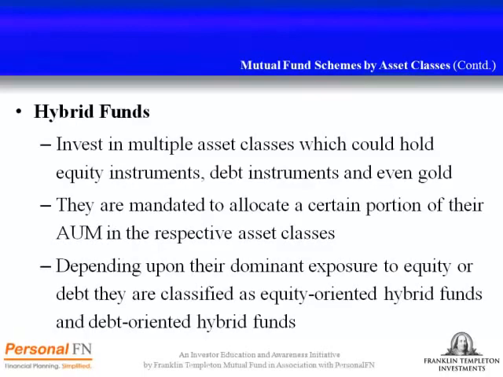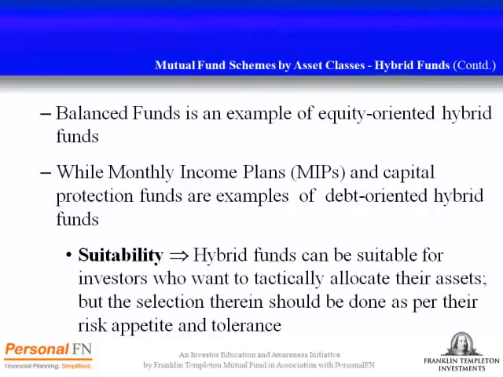Then the next is hybrid funds. As the name suggests, these funds invest in multiple asset classes which would hold equity instruments, debt instruments, and even gold. They are mandated to allocate a certain portion of their AUM in the respective asset classes. Depending upon the dominant exposure to equity or debt, they are classified as equity-oriented hybrid funds and debt-oriented hybrid funds. Balance fund is an example of equity-oriented hybrid fund, while MIPs or monthly income plans and capital protection funds are examples of debt-oriented hybrid funds.